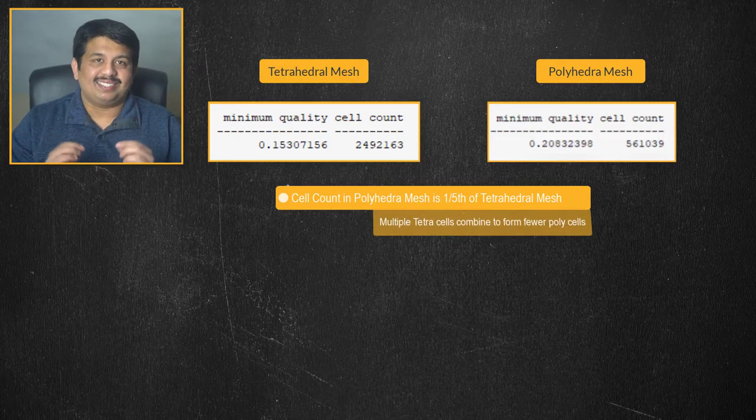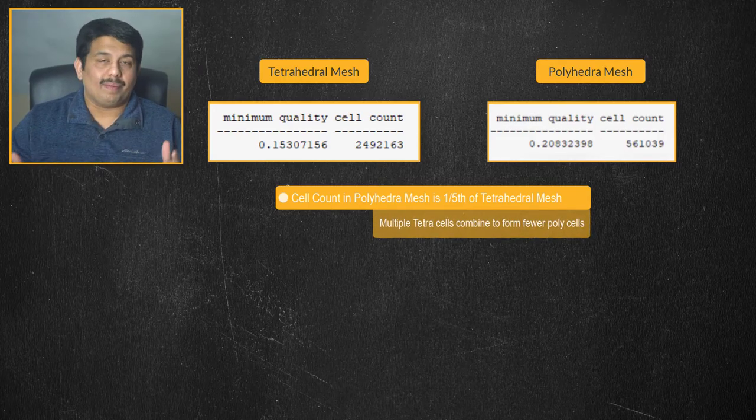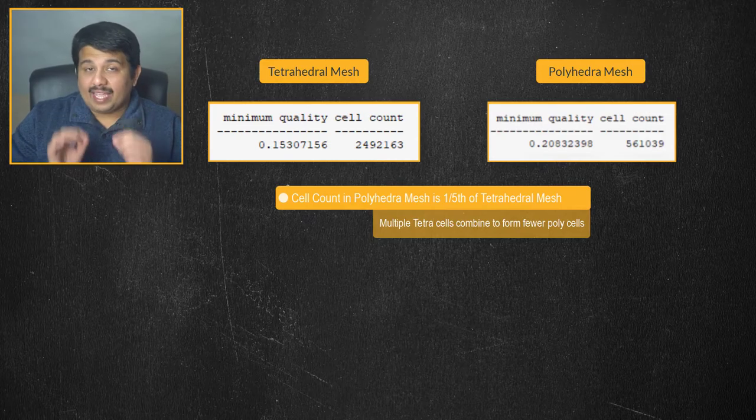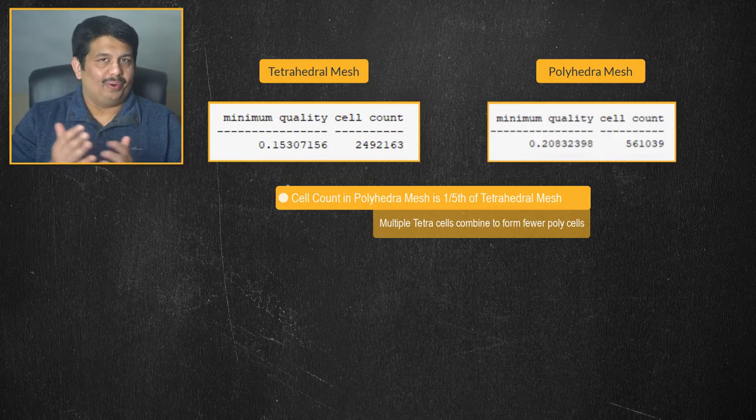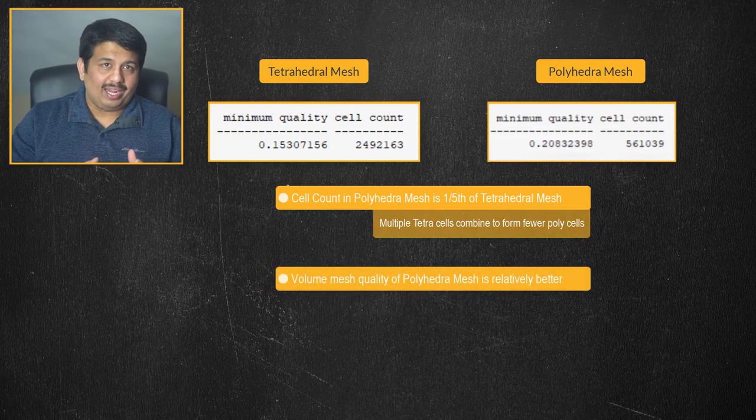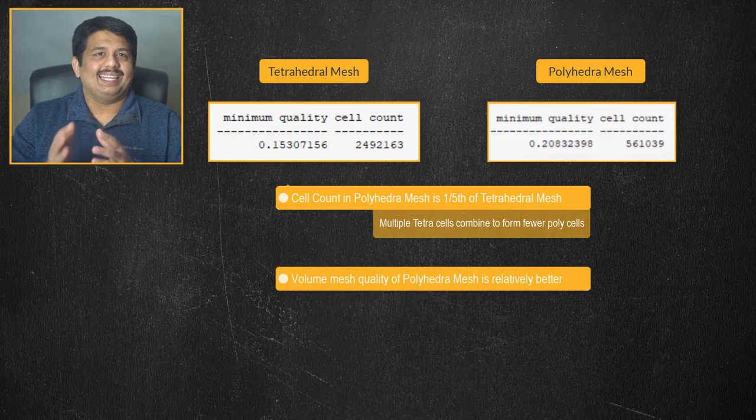Note that this reduction in cell count is a result of combining multiple tetrahedral cells to form fewer polyhedral cells. Care needs to be taken to ensure that the final mesh is sufficient to capture all the required fluid flow behavior. The minimum orthogonal quality of the mesh is 0.21, which is also better than the tetrahedral mesh.